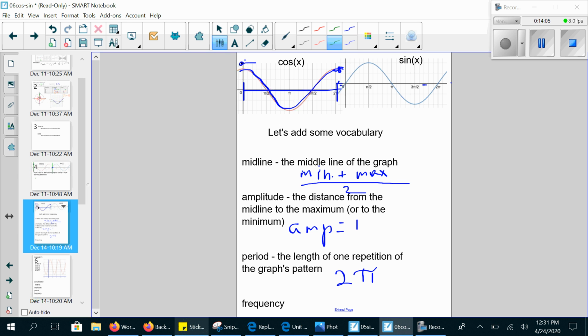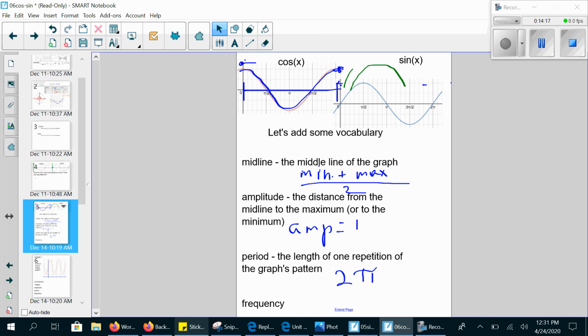Let's do the same thing with sine. We start at the midline. Now we're at the midline going up. We come around and we hit the midline again. Is that the whole pattern? If I pick that piece up and move it over on the graph, it doesn't fall back on it. That's not the whole pattern yet because it's not where the graph starts to repeat itself.